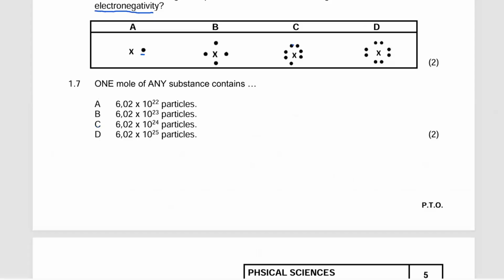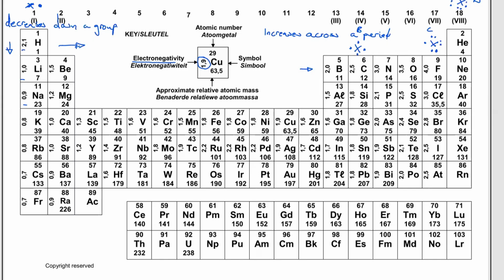Okay, according to this, they're asking which Lewis dot diagram represents an atom X with the highest electronegativity. Now we know electronegativity increases across a period, right? So in this case, what are we having here in terms of group number 7?